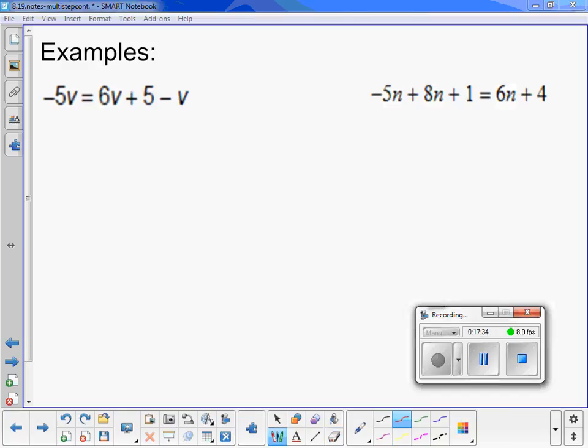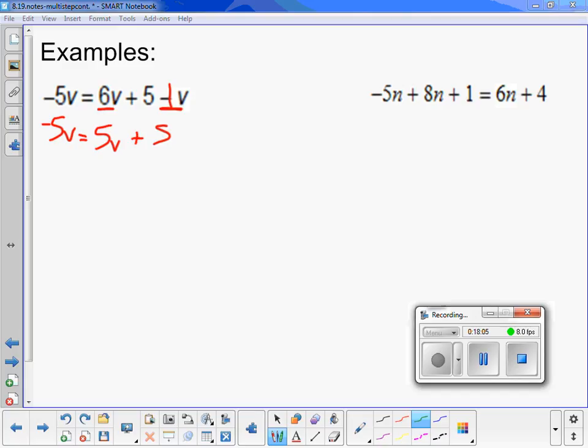Left-hand side is as simple as it gets. But on the right-hand side, I have a 6v and a negative 1v. Well, a positive 6 and a negative 1 gives me a positive 5v, and then bring down the plus 5. All right, so now notice I have a negative 5v on the left and a positive 5v on the right. And I want to try to simplify these. So I'm going to move the smallest variable to the other.